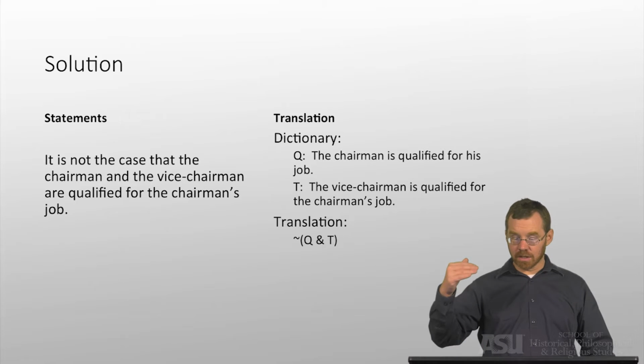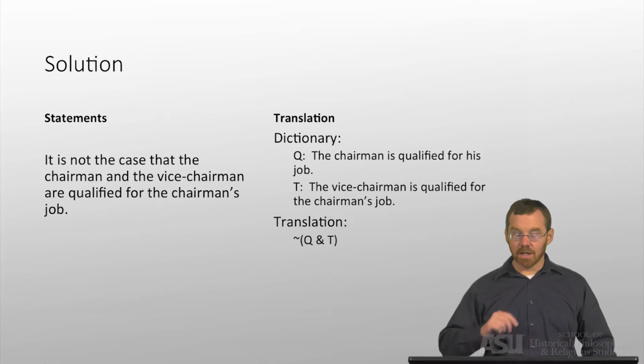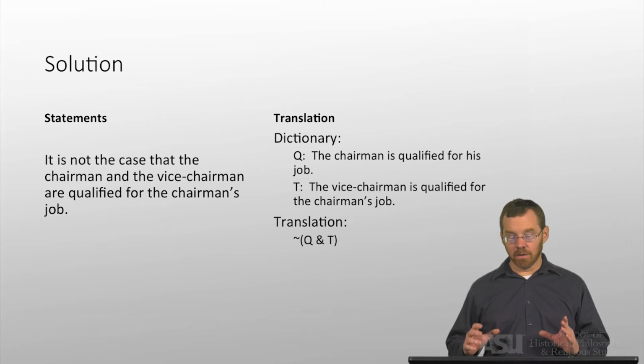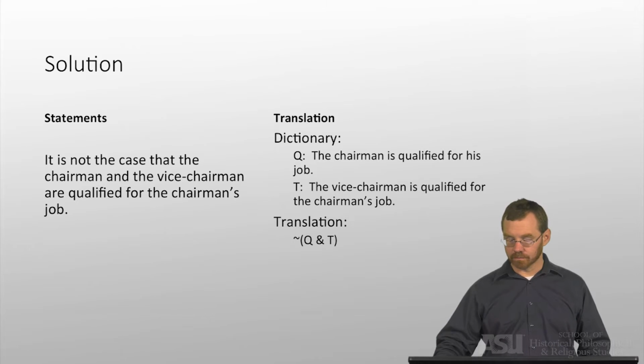We say dictionary, Q, the chairman is qualified for his job. T, the vice chairman is qualified for the chairman's job. Same ones we used earlier. Translation, tilde, parentheses, Q, ampersand, T, close parentheses. So we negate the statement Q ampersand T.